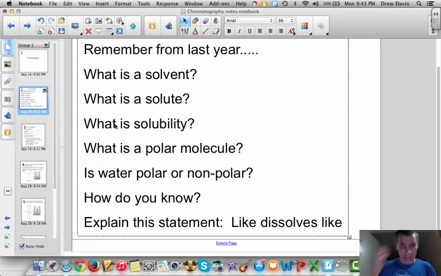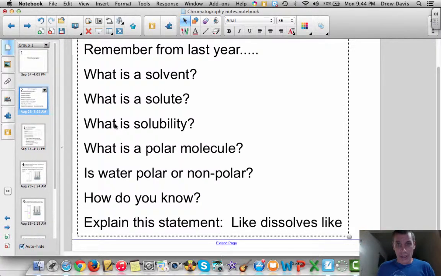Last but not least, like dissolves like is a very simple term that involves polarity and solubility, and the concept that polar molecules are often attracted to other polar molecules because of the positives and negatives. So something like water will be attracted to polar molecules and dissolve them more easily than something non-polar. Vegetable oil, for example, doesn't dissolve in water, because vegetable oil molecules are great big long chains that are not polar. All right?